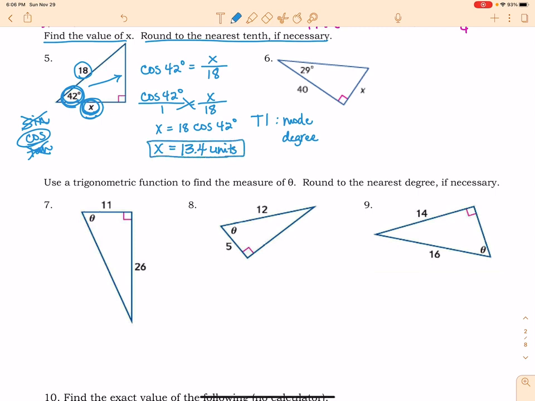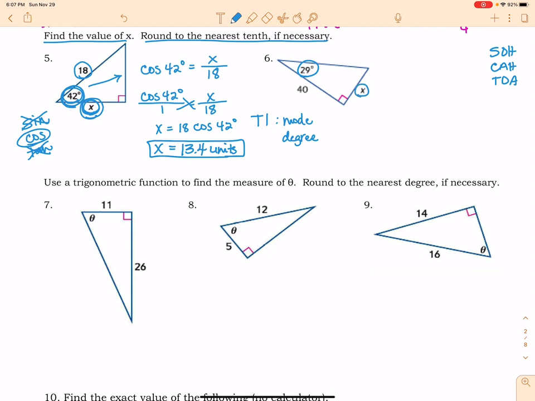Magic. Okay, let's do the next one. Now I've got the angle 29. Remember, I'm always going to look at the angle to figure out how to set this up. So am I going to use sine, cosine, or tangent? All right, so here's x. That's what I'm looking for.